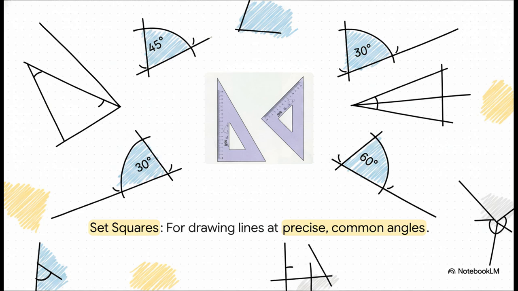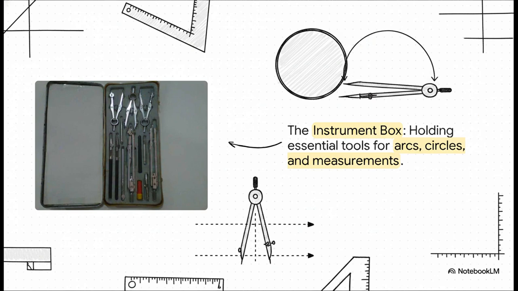Of course, for your most common angles, you had the set squares. These are simple, elegant tools used to quickly snap lines at exactly 30, 45, 60, and 90 degrees. By just sliding them and flipping them around, you could build the entire geometric skeleton of a design in no time.